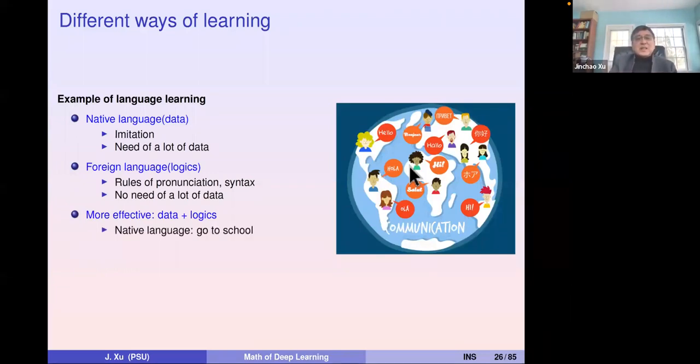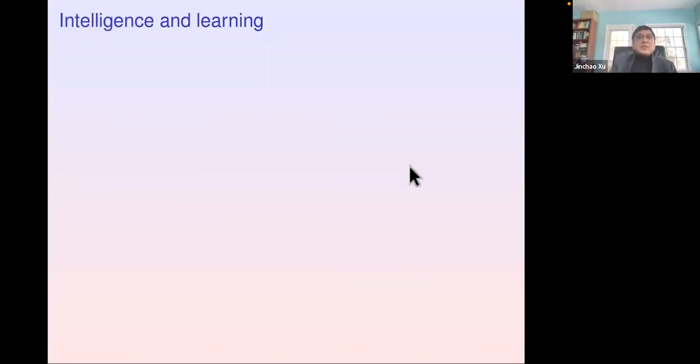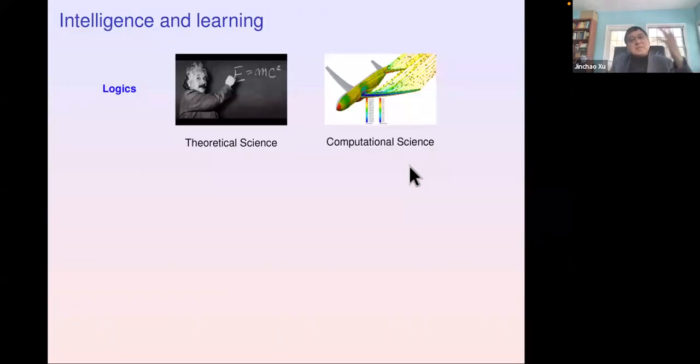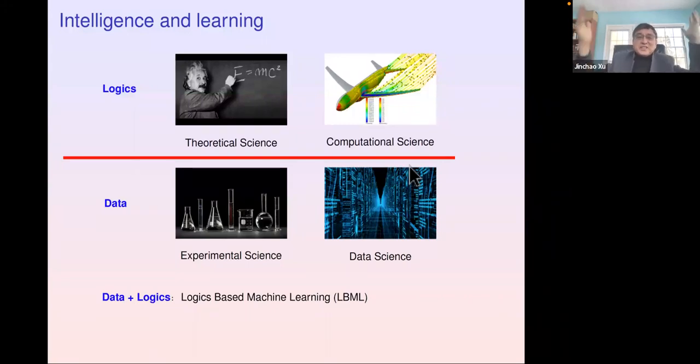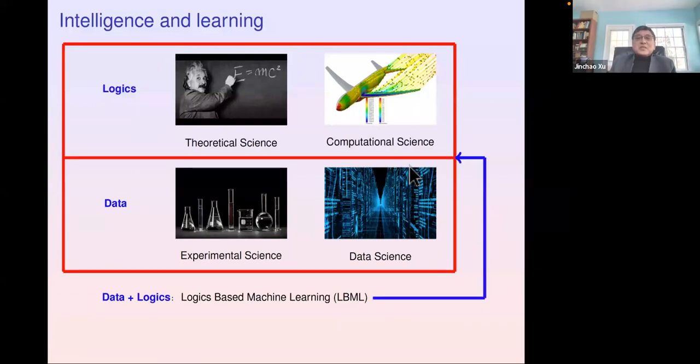If you want the native language, you have to go to school to learn the more advanced linguistics and grammar. And for a foreign language, you not only learn the grammar, but also you need to practice more. So one kind of method is learning by logic. Another type is by data, experiments, data science. I just coined this term, logic-based machine learning. I just made up that term. It's data plus logic. Logic means you have a theory, a model, that kind of stuff. If you put them together, that would be the right way to learn.